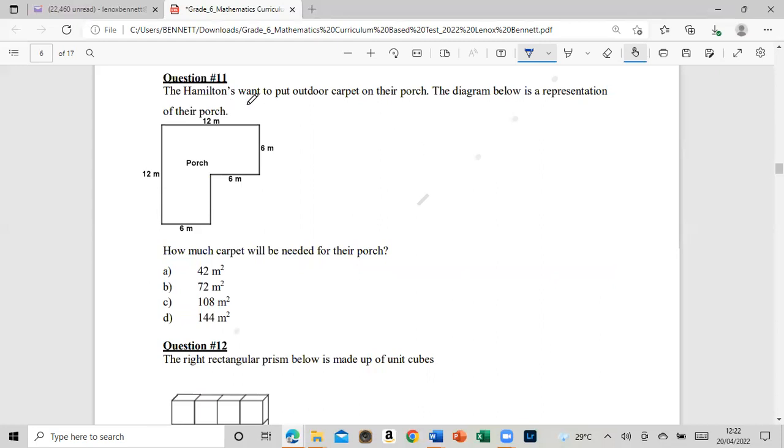All right, the Hamiltons want to put outdoor carpet on the porch. The diagram below is a representation of their porch. So here you have the porch, and it says, how much carpet will be needed for the porch? Now, we can do this the hard way or the easy way. So Mr. Bennis is going to do the easy way, all right? I've done this many times on my channel, so persons should see that already if you're following.